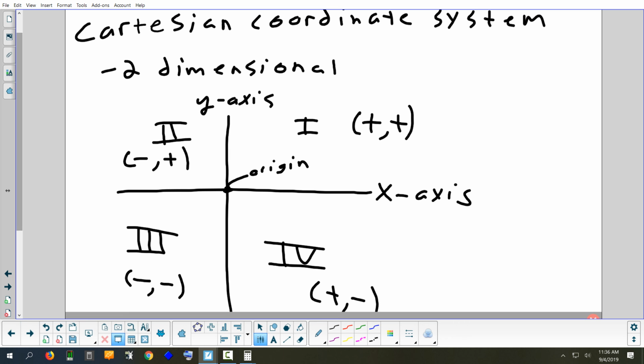I don't know if we said it specifically. We said there's 2 axes. The x is the horizontal, y is the vertical. Positive is up and right. Negatives are down and left.